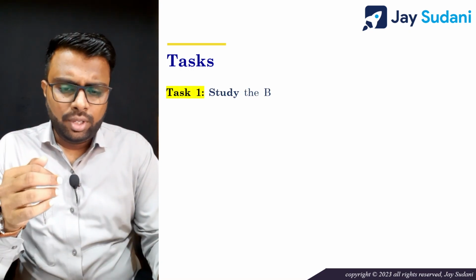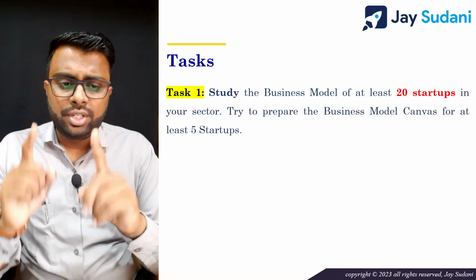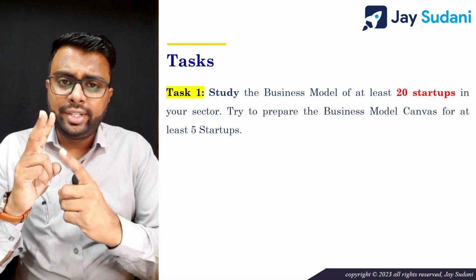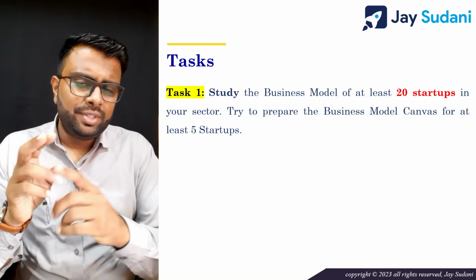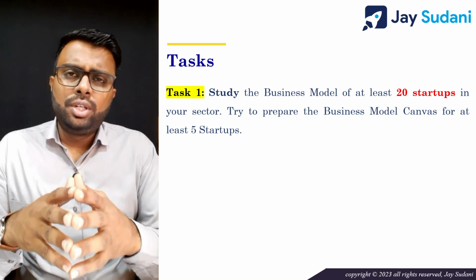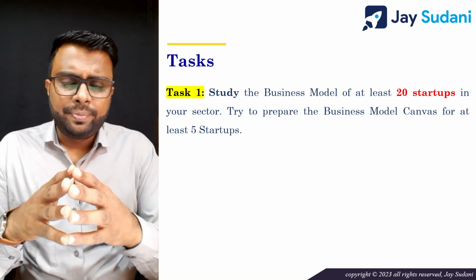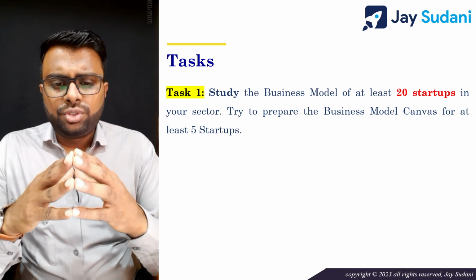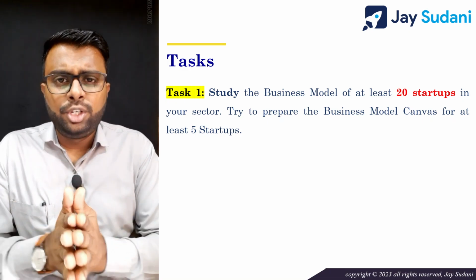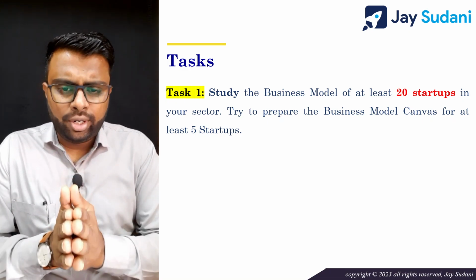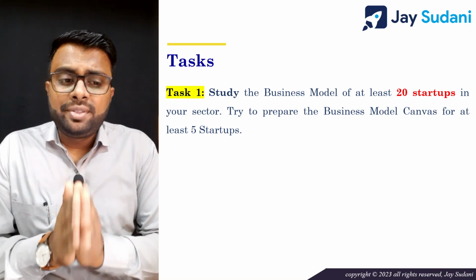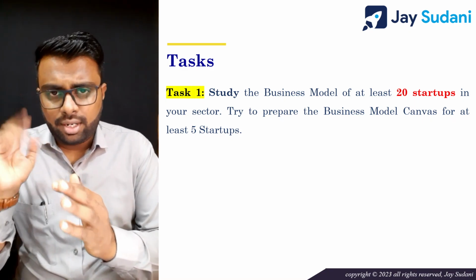So before we move on, what is today's task that you need to do for an activity? Task one is to study the business model of at least 20 startups in your sector. Say, for example, you have chosen a startup in the education technology sector. I want you to identify 20 startups in your domain, study their business models, and try to prepare a business model canvas for at least 5 startups, right?